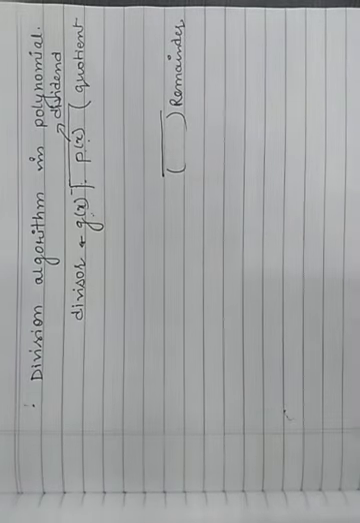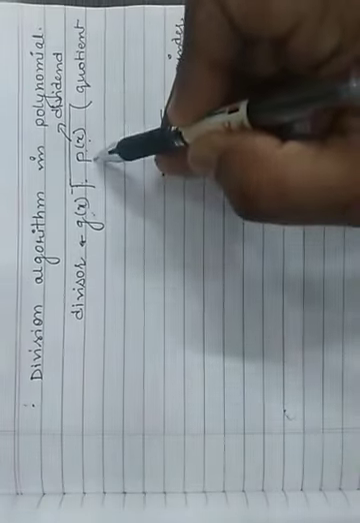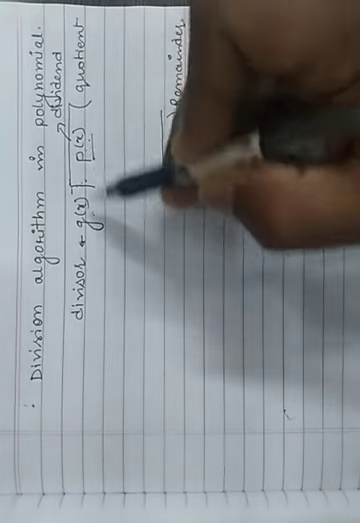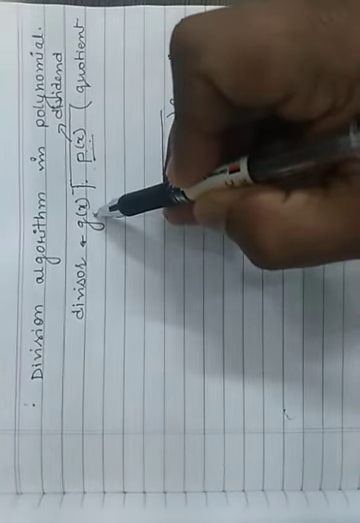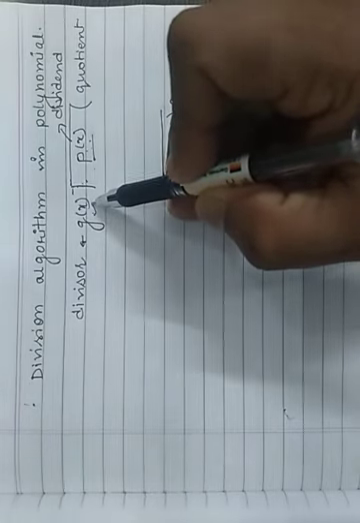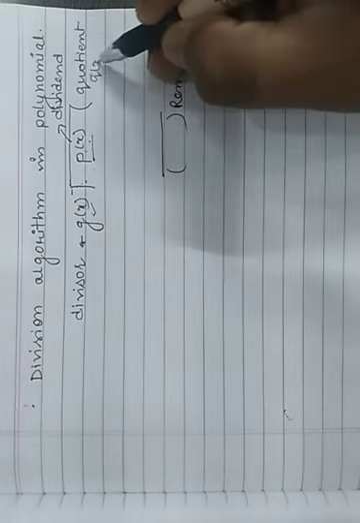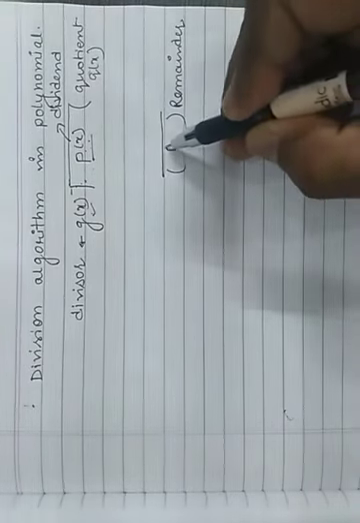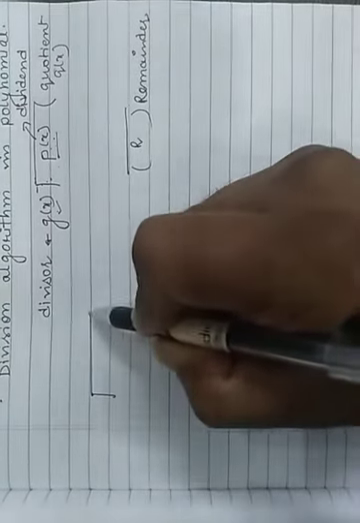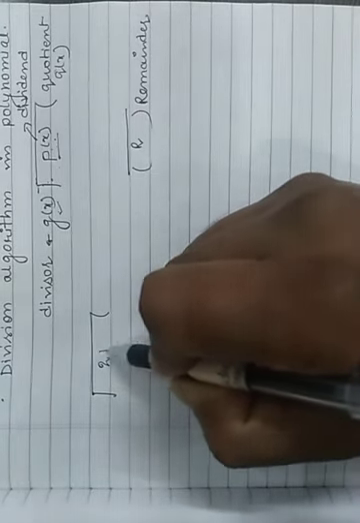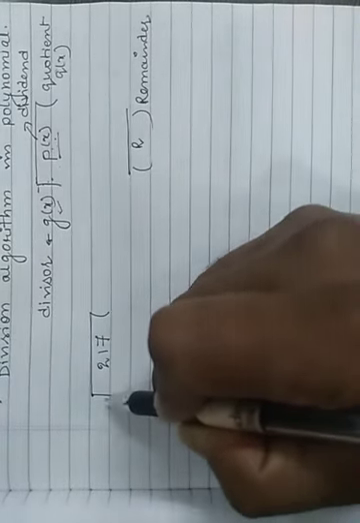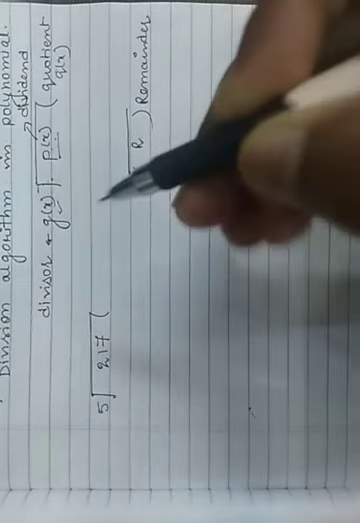Okay, so we have p(x), that is the dividend. We will divide it by g(x), that is the divisor. This is the quotient, let it be q(x), and the remainder, let it be r(x). So we all know this simple terminology. Now I'll do a very simple division. Let it be 217, and we will divide it by, let's say, 5.